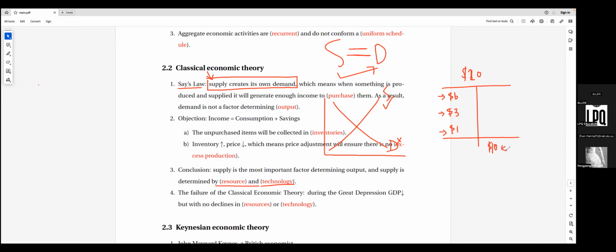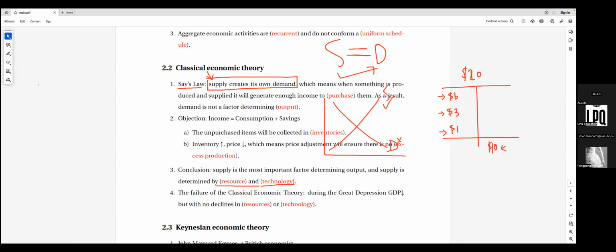Everybody made money here. And if we add up all the income earned by different people together, the total income must be equal to the price of a toaster. This is the fundamental logic of why we can use the income approach to estimate GDP.